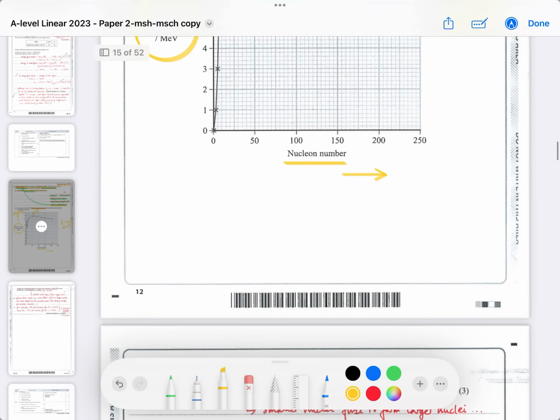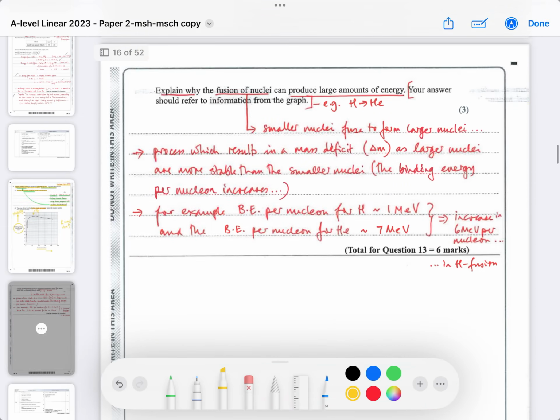All right, so that's information they've given you in preparation for the rest of the question. Explain why the fusion of nuclei can produce large amounts of energy. Your answer should refer to information from the graph. In other words, they don't want you to just talk, they want you to use the data on the graph. For example, if hydrogen fuses into helium, what do the numbers suggest?